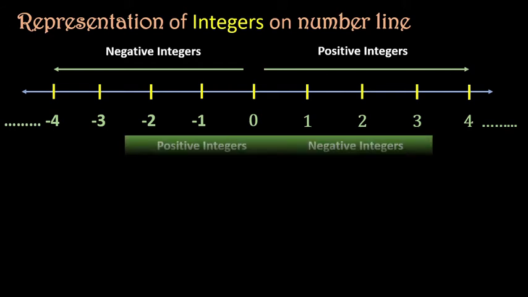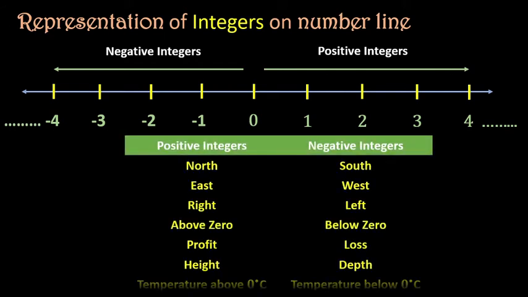Here are some day-to-day life situations where positive and negative integers are used. Suppose if I'll take north as a positive integer, then you have to take south as a negative integer, and there are many more examples given in this table.